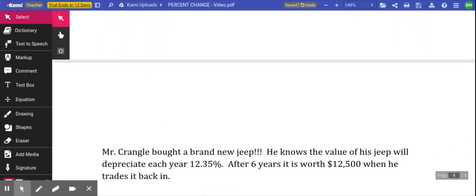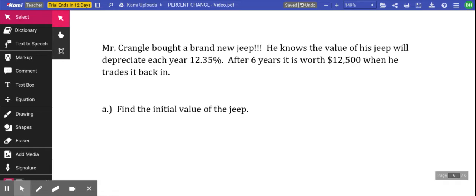Cool beans. All right. Mr. Krangle bought a brand new Jeep. How exciting is that?